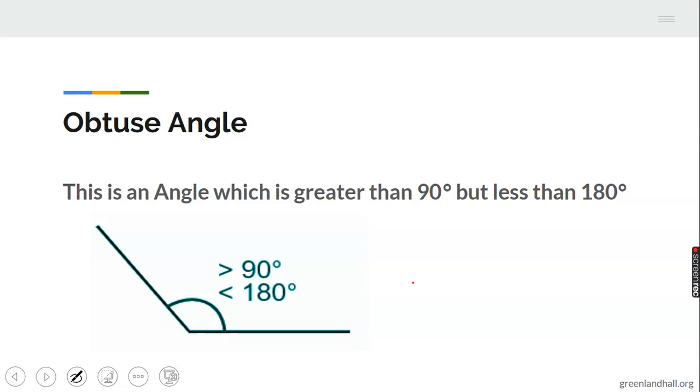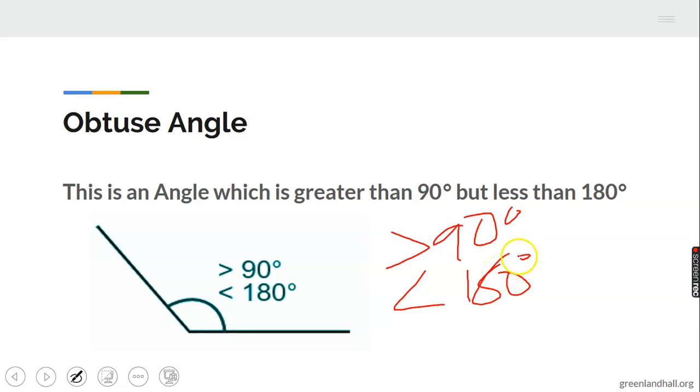Now, let's go to another angle, which is obtuse angle. This is an angle which is greater than 90 degrees, but less than 180. Can you see? Greater than 90 degrees, but less than 180 degrees. Okay, what do we say? This is 90 degrees. Sorry for this. But this is not stopping at 90, it's coming here. So we can have 110 degrees, or 120 degrees, or 130 degrees.